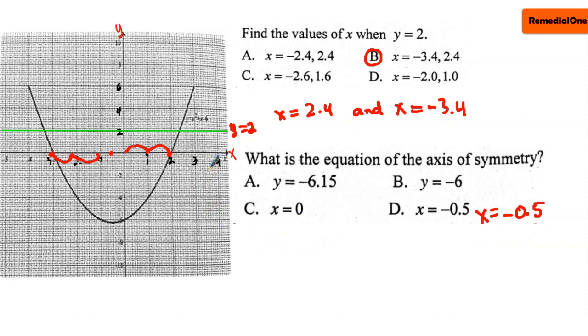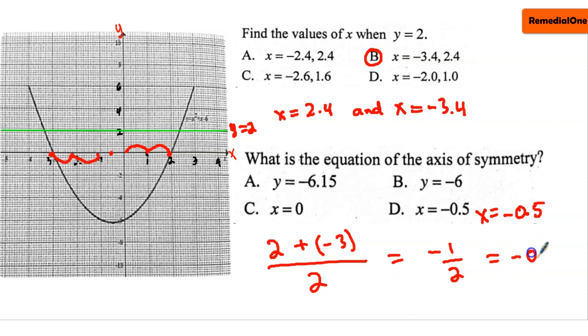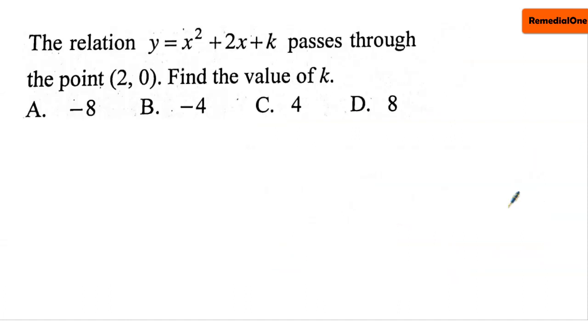Another way you could also do it is that you see this solution. The x-axis is 2, and the second one is negative 3, so 2 plus negative 3, and it's coming halfway, divided by 2. So here it gives you negative 1 over 2, which is the same as here, negative 0.5. And it's on the x-axis, so it's x equals that. So these are the two ways that you can use to get your line of symmetry, or the axis of symmetry.